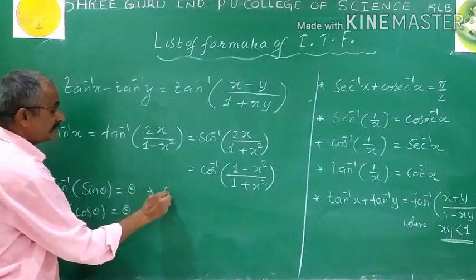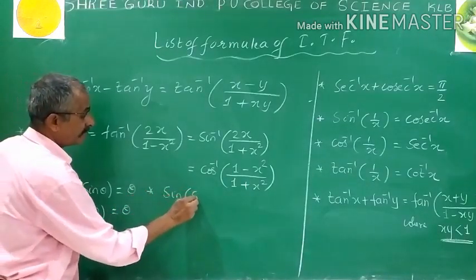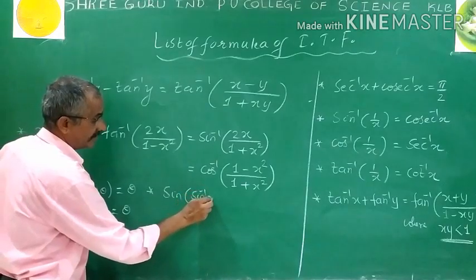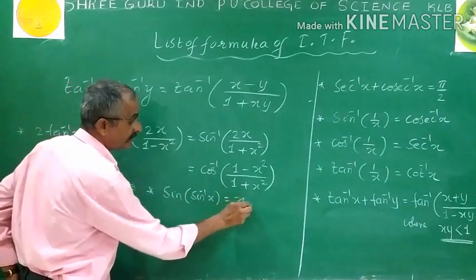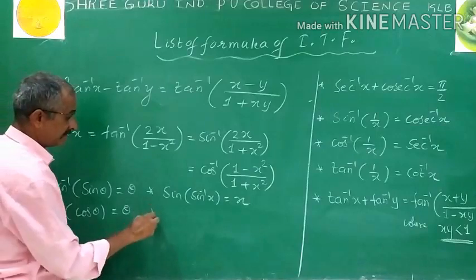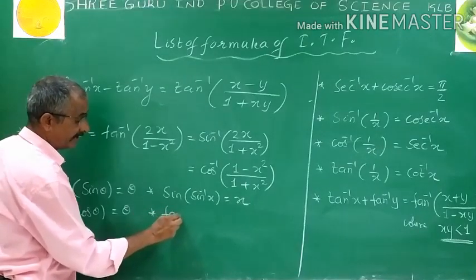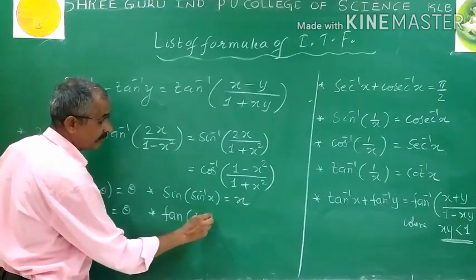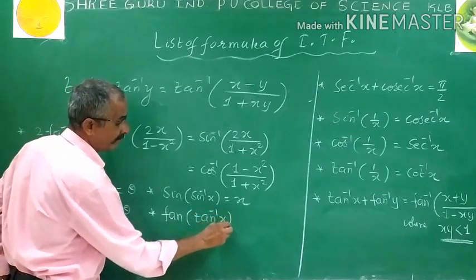Similarly, sine of sine inverse x always equals x. In the same manner, tan of tan inverse x always equals x, and so on.